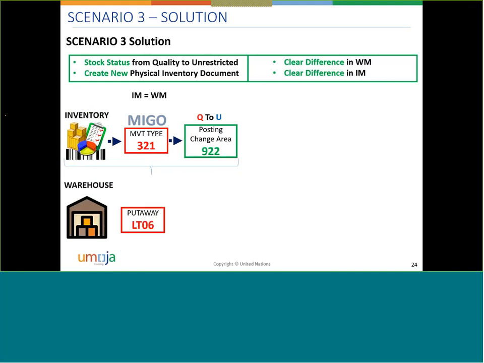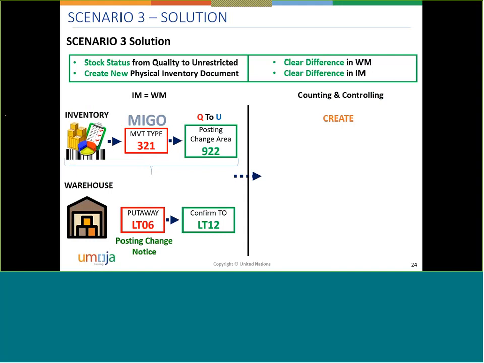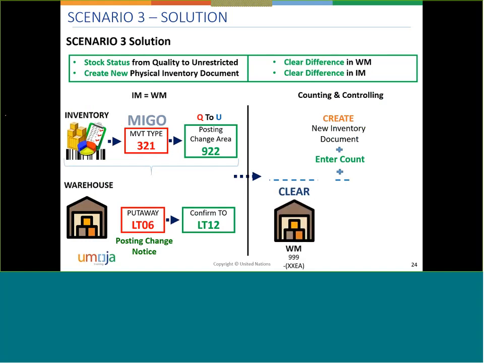And of course, in warehouse, if we have to perform the put away now that we have the posting change, we would have an open transaction. So remember, as we said on Tuesday, we have to close these open transactions and confirm this transaction too. And then again, we just have to complete the process of counting and controlling, right? Create the new inventory document, enter count, and again, clear the differences in both warehouse and inventory.